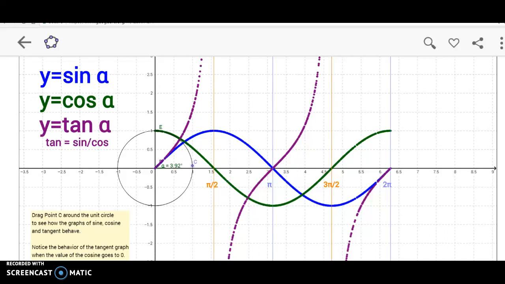Think about, I'm moving this C, which helps me form theta. Think about when my cosine is 0. Okay, so cosine is 0, I'll go right before 0. Notice that my graph is going up to infinity. How about when my cosine is at -1? Well, at -1, my tangent graph is at pi. And then here, when cosine's 0 again, notice what's happening.